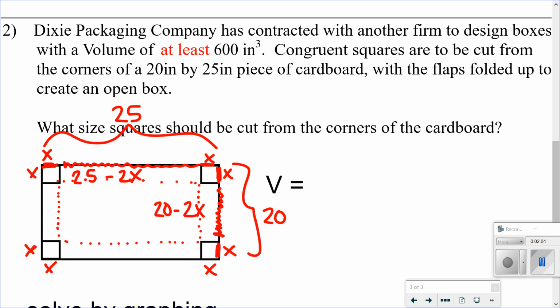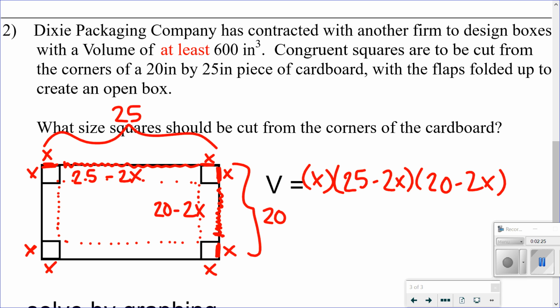So volume for a 3D object is length times width times height. Our new dimensions are: there's our height, x, 25 minus 2x is one of our dimensions, and 20 minus 2x is our other dimension. So right there is the equation for the volume of the box that we're going to make. Now we're going to solve this one graphically.